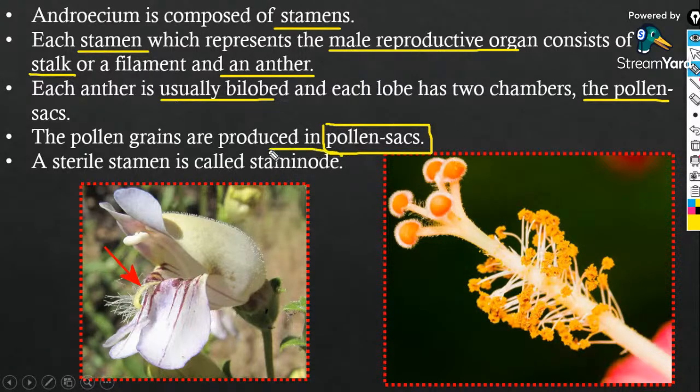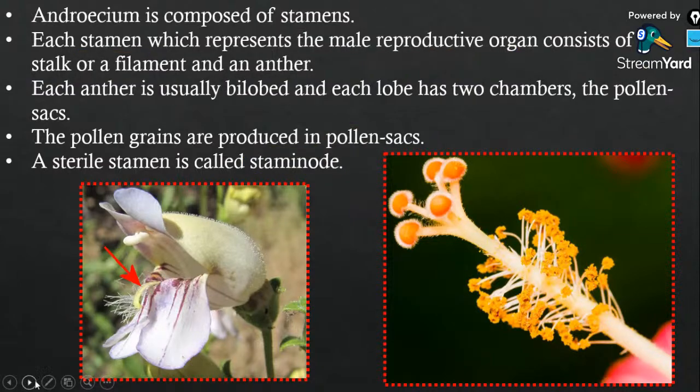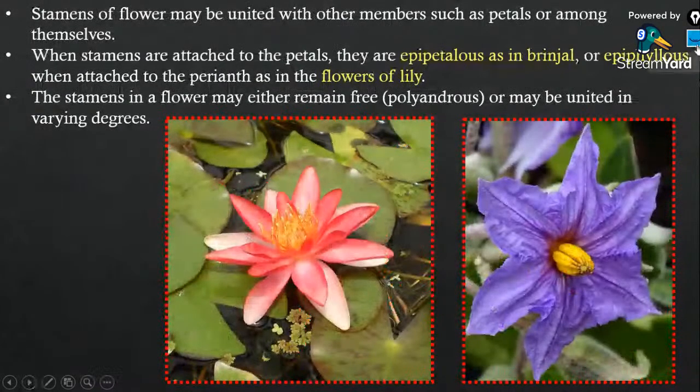I told you a sterile stamen is called a staminode. Look, the stamen will be just simply like this, with no pollen grain. What do you mean by a sterile stamen? That stamen will not be able to produce pollen grain, just simply a structure like this. Whereas these are the pollen grains. Done, everybody? Do you need me to repeat any of the points once again?